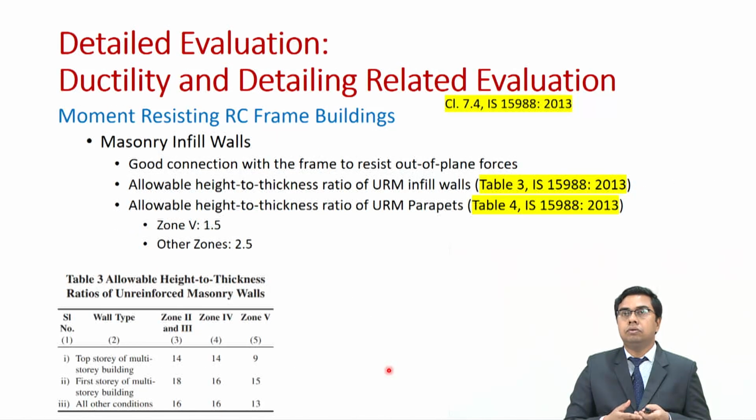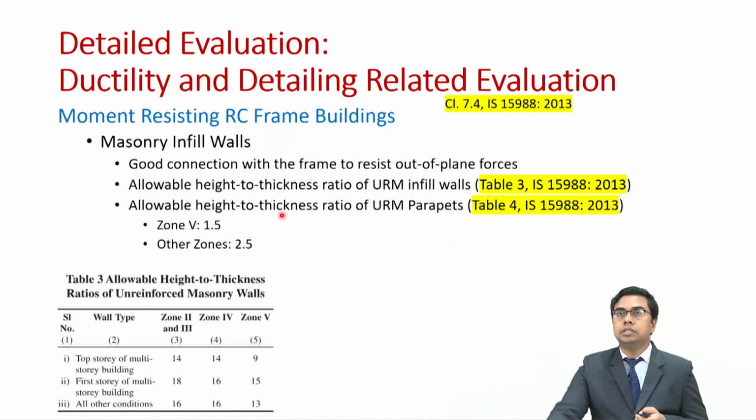Now, let us look into some ductile detailing provisions related to infill walls, which say about the allowable height to thickness ratio of unreinforced masonry infill walls, which are obtained from table 3 of IS 15988 depending on seismic zone and the wall type. As you can see over here, there are some guidelines about the allowable height to thickness ratio of parapet walls as well, which is given over here and obtained from table 4 of IS 15988.